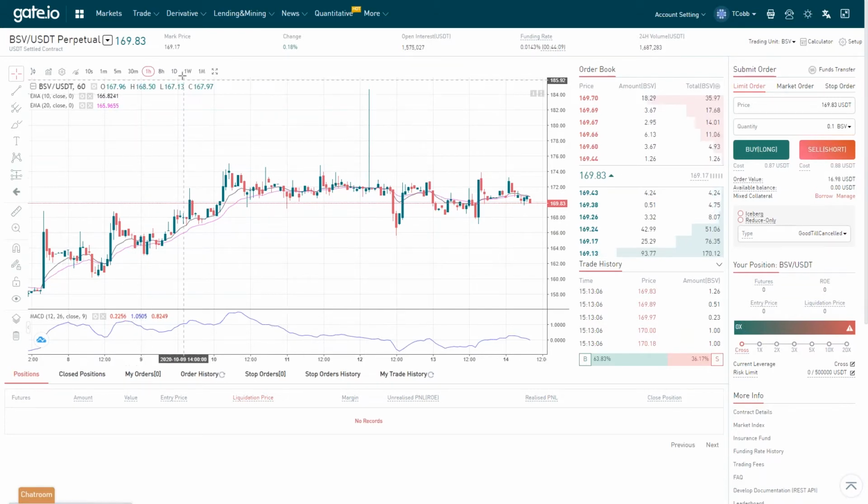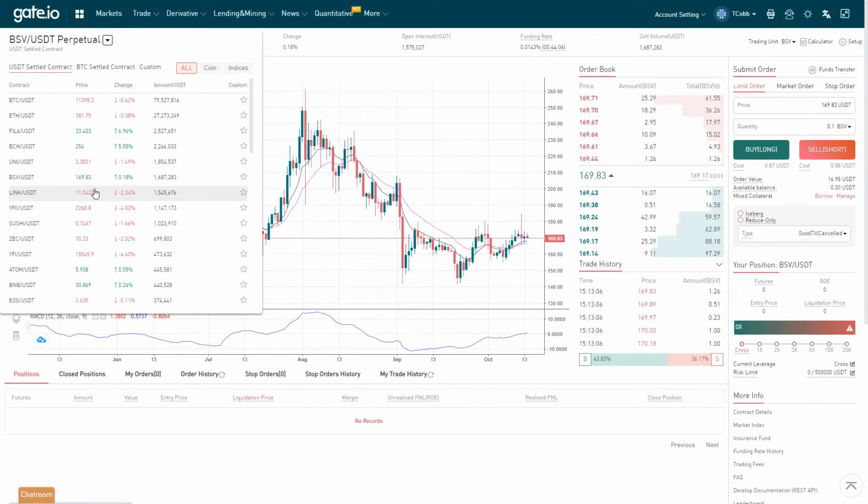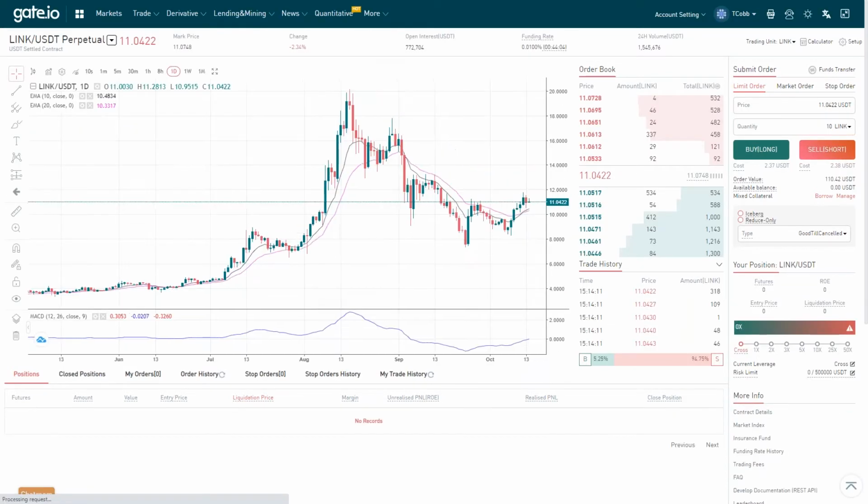So Bitcoin SV, and look, I'll be honest, this whole year, BSV has been pretty average for people like me and people like you, traders.